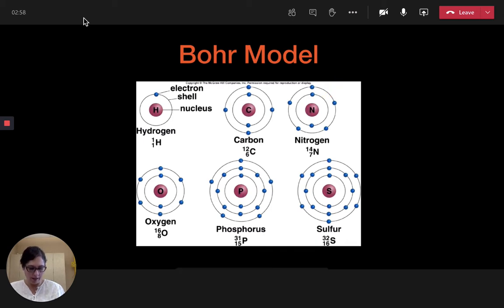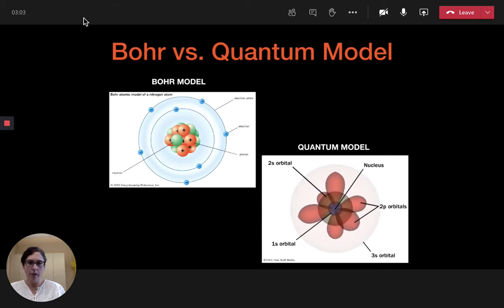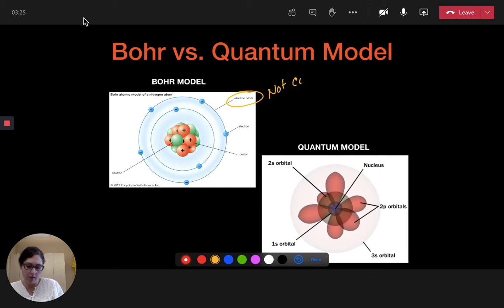When we compare this to the current model, which is the quantum model, we see it's a little bit different. Again, there are the protons that are positive and the neutrons in the nucleus, and we still see those rings. A lot of times we think of those rings as being something we would call orbits, right? It says right here electron orbits, and that's actually not correct. That's not where electrons are found. We actually find electrons in regions of probability.